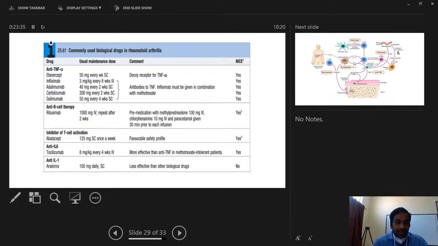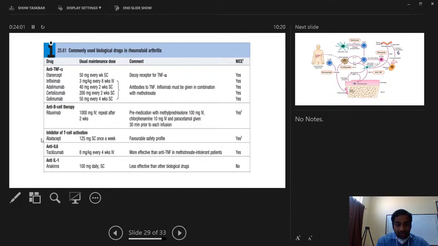Commonly used biologics I've already told you: the anti-TNF ones. For anti-B cell therapy, you have rituximab. These are very expensive drugs, so they should be reserved for particular people who can afford them and who have no complications. If the patient doesn't have an infection or TB, you can start with it. Anti-IL-6 is tocilizumab, anti-IL-1 is anakinra.